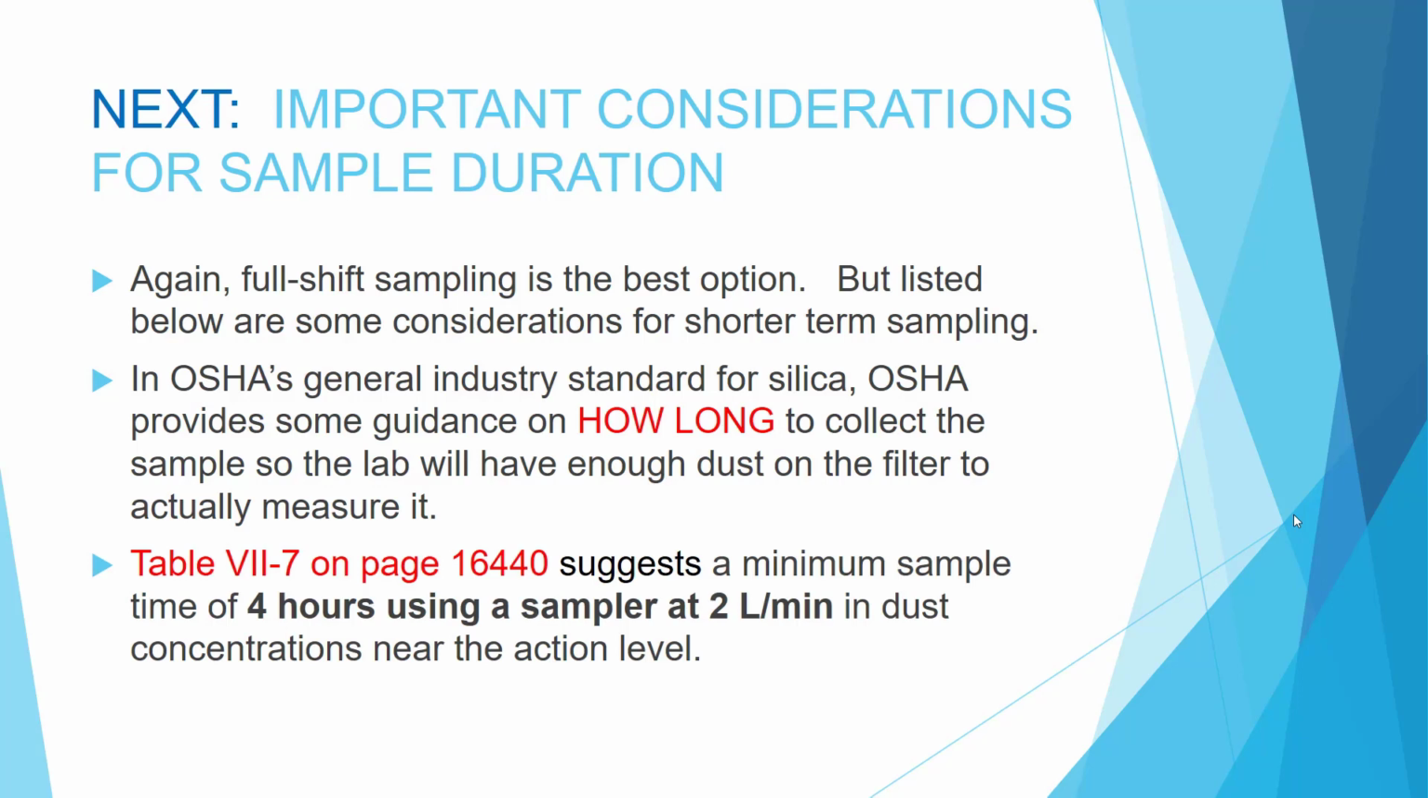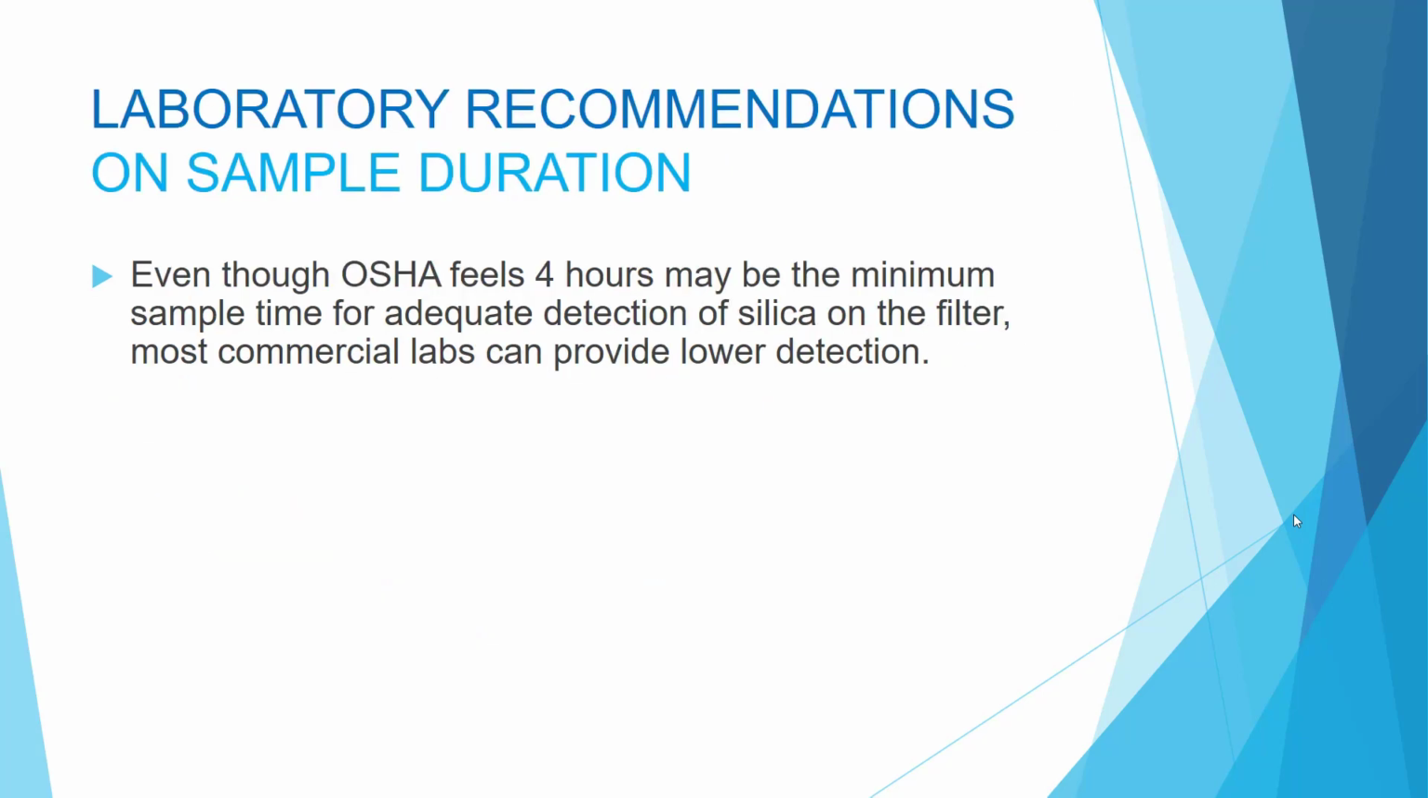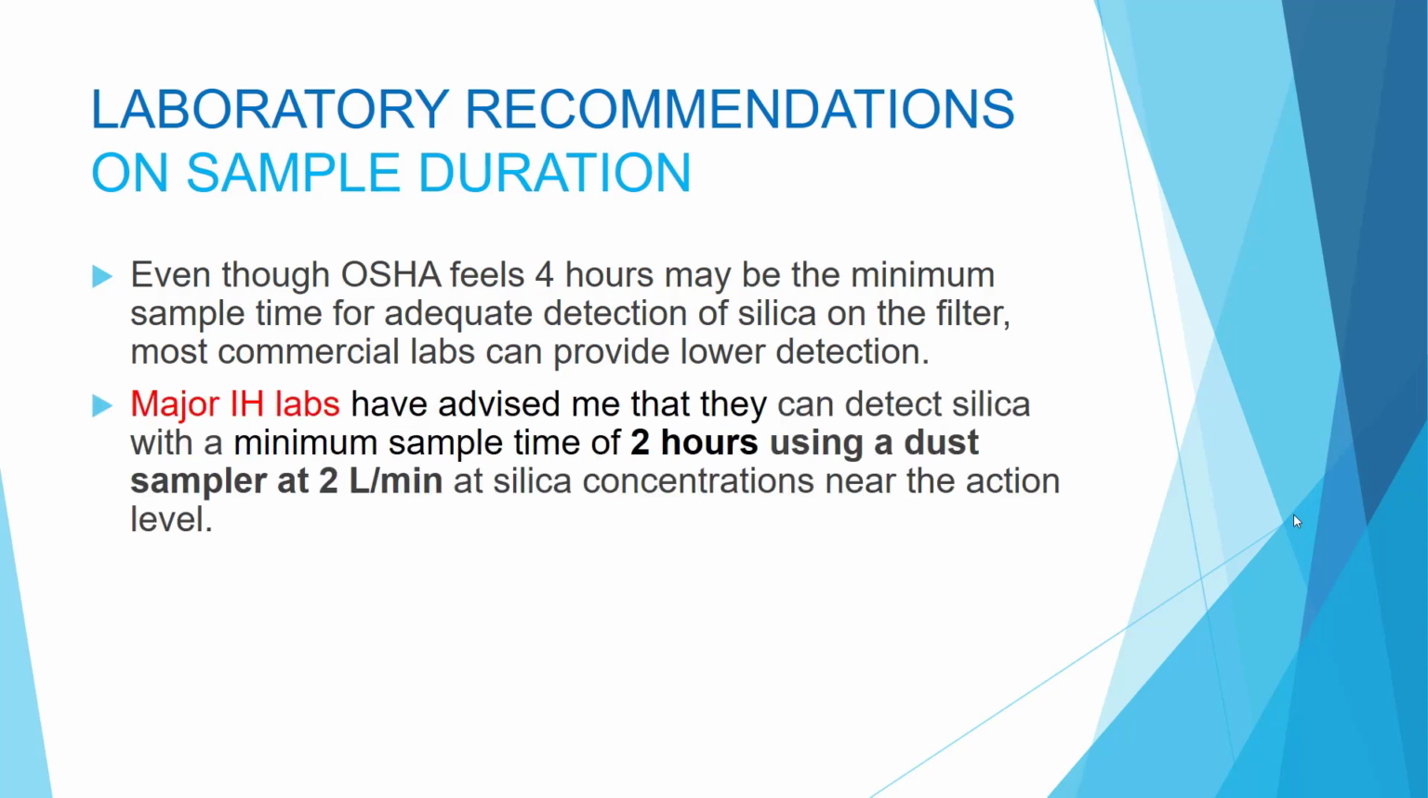OSHA suggests that a minimum sample time of 4 hours is required when using a sampler at 2 liters per minute in work environments near the silica action level. Major IH labs have advised SKC that they can do better than the OSHA minimum and can detect silica with minimum sample times of 2 hours using a sampler at 2 liters per minute at concentrations near the action level. So discuss this with the lab that you are using.